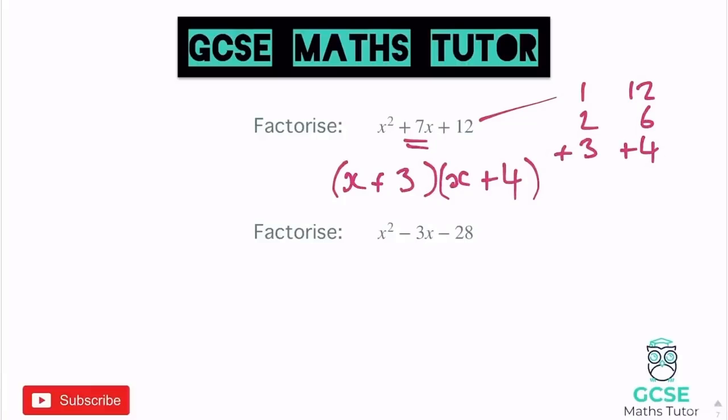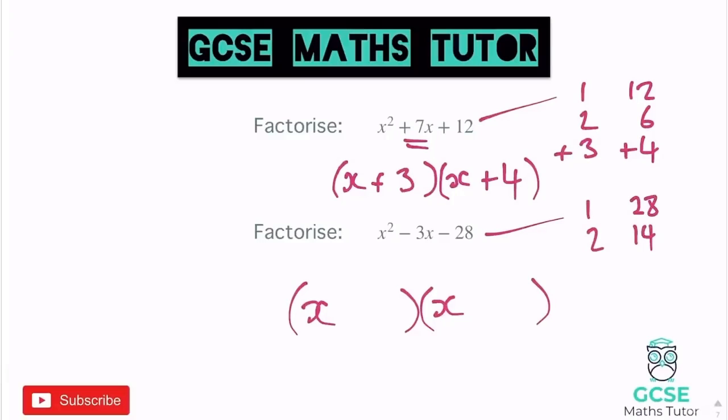Having a look at the one below, we've got some negative symbols going on there, so we've got a slightly different process, but our answer is going to look the same. It's still going to be in a double bracket, it's still going to be x at the start, and we're still going to have 2 numbers in here with some symbols. So 28, the numbers that multiply to make 28 are 1 and 28, 2 and 14, or what else could we have? 4 and 7.